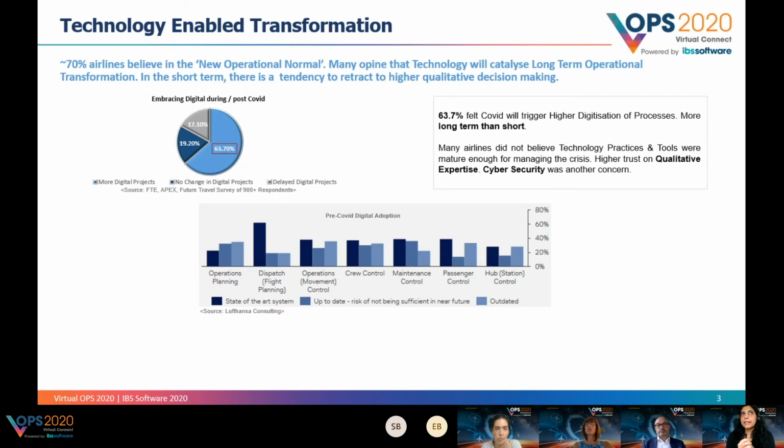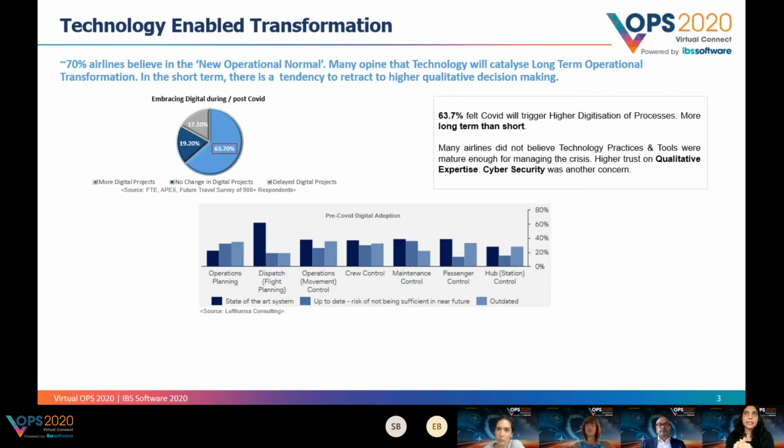Why is short-term effectiveness lower? Airlines were saying that there is a lack of belief in the maturity of the technological tools and practices available to manage the crisis in the short term, especially disruptions and recovery. There's also a very high level of trust in qualitative expertise, especially in these kinds of unpredictable scenarios. And it's a good point that you mentioned earlier about remote workforce and shift patterns of working that can catch on.